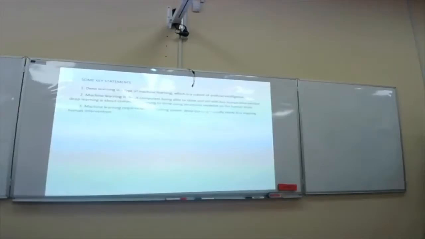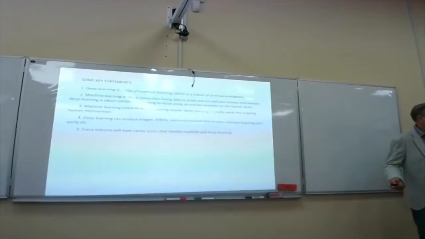The next one: machine learning requires less computing power. Deep learning typically needs less ongoing human intervention. And more, deep learning can analyze images, videos, and unstructured data in ways machine learning cannot easily. And the last, as I remember: every industry has career paths that involve machine and deep learning. So these areas are so popular and necessary for specialists in our areas.